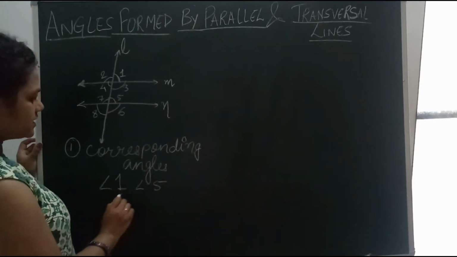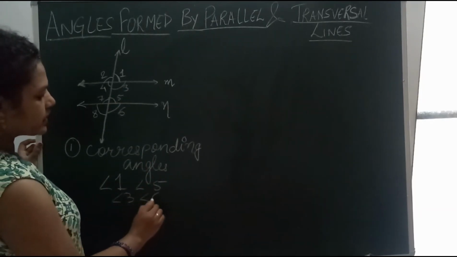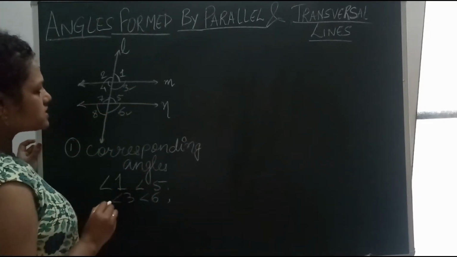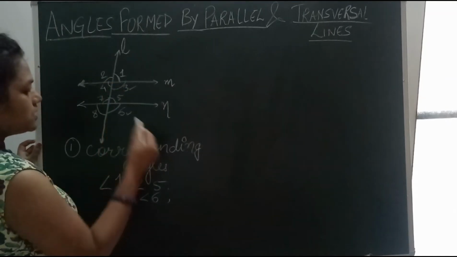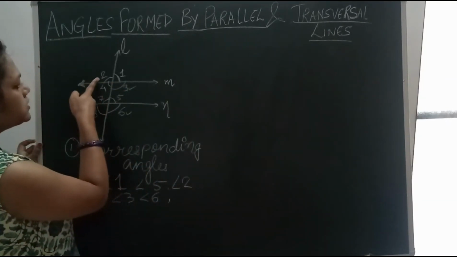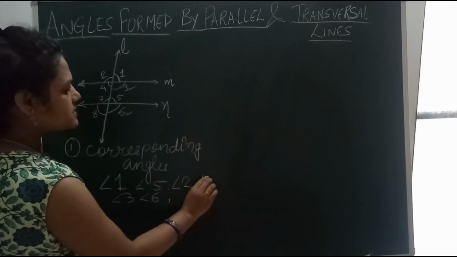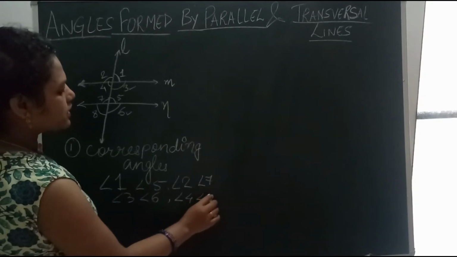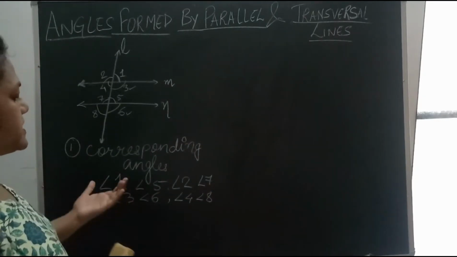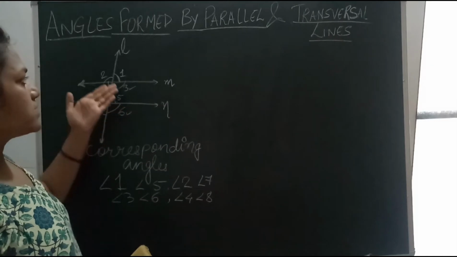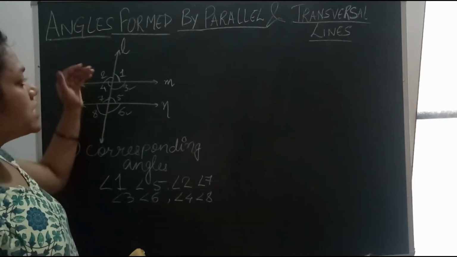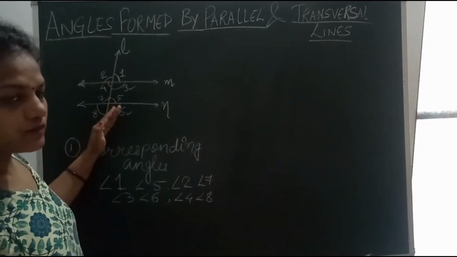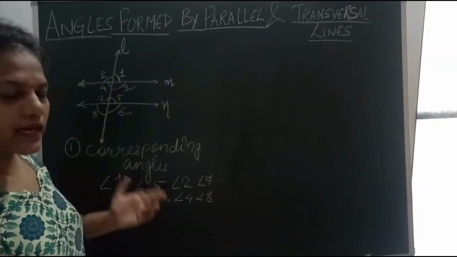Likewise, we can say angle 3 corresponds to angle 6. Then here also we can say angle 2 corresponds to angle 7, and angle 4 corresponds to angle 8. So these angles are your corresponding angles, the angles that have the same relative position.